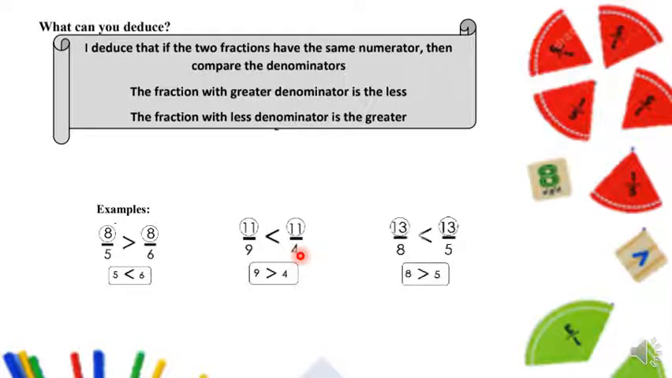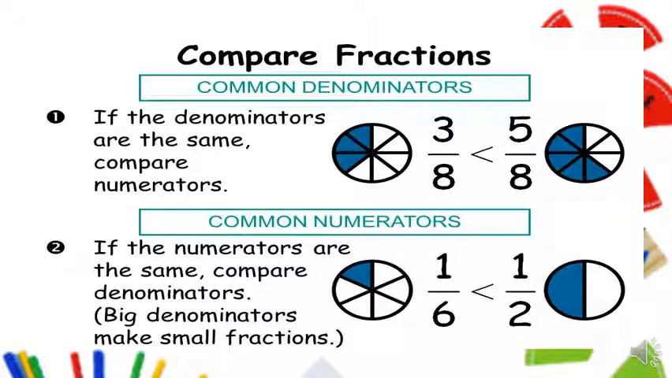Similarly here, we have 13 over 8, 13 over 5, same numerators. If you look at the denominators, we take the opposite. The smaller one is the bigger, or the greater one is the smaller. So in the case of same numerators, the fraction with the greater denominator is the lesser, or the fraction with the lesser denominator is the greater. It's opposite. So let's wrap up.